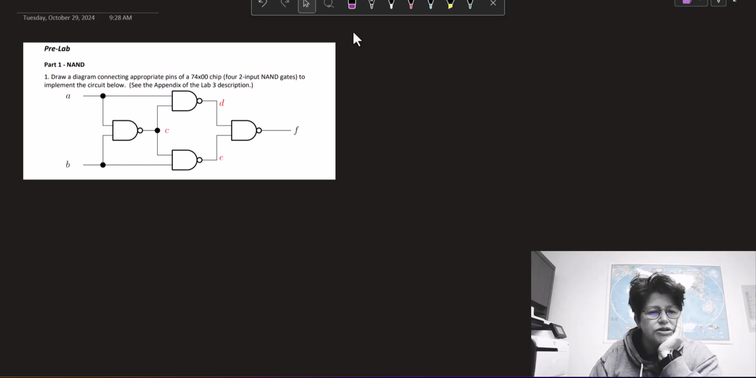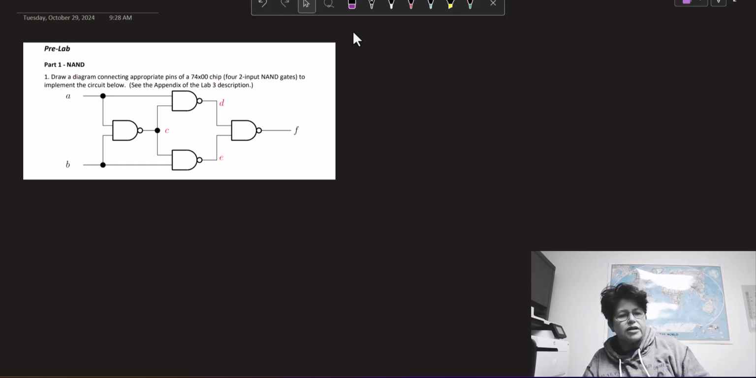Let's take a look at your Prelab and what you have to do for it. The first part asks you to draw a diagram connecting appropriate pins for a circuit that has 4 2-input NAND gates. I'm not going to do exactly the circuit you have here, but I'll do one like it.